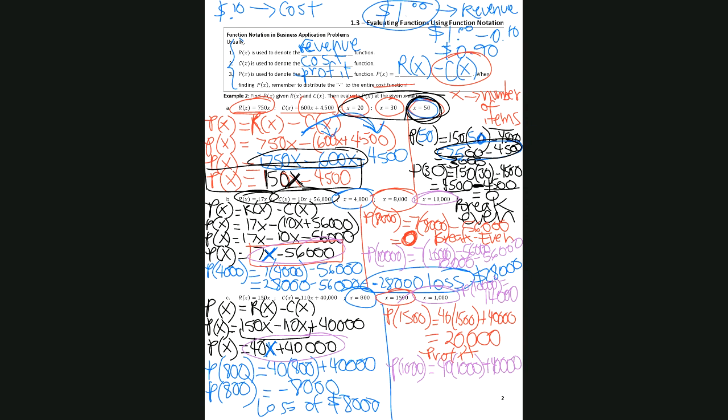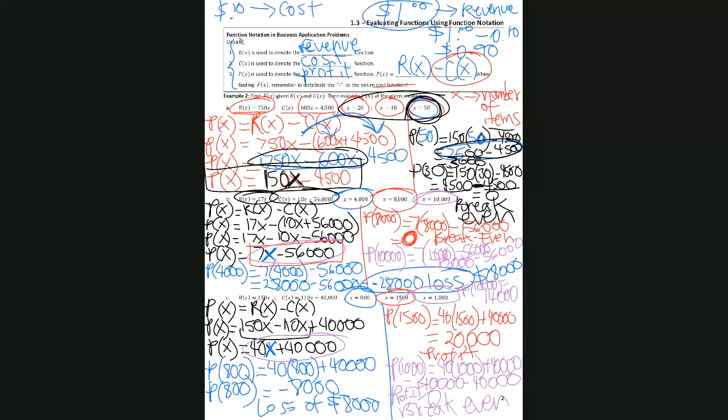And so this will be 40,000 minus 40,000. And so this will equal 0. And remember, when the profit is equal to 0, we call this the break-even point. Meaning there's no loss, there's no gain, no profit, profit is 0. And that also means that the cost and the revenue are the same.